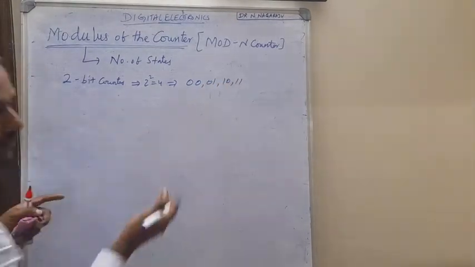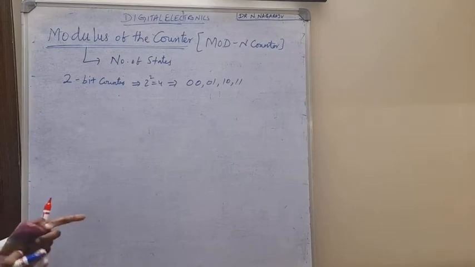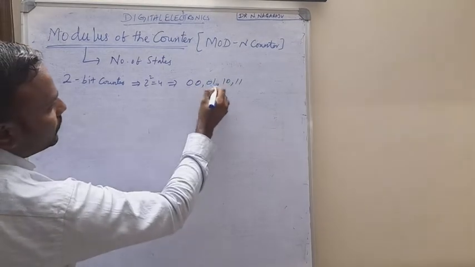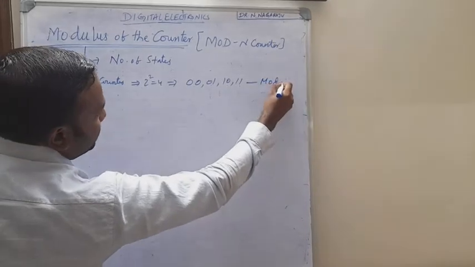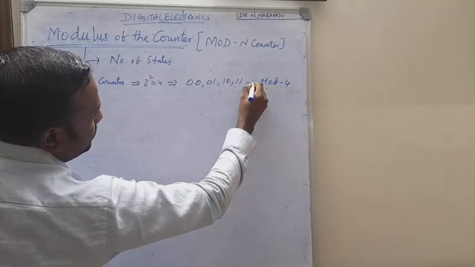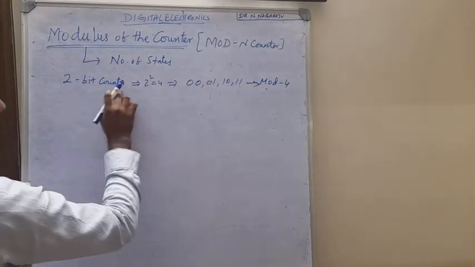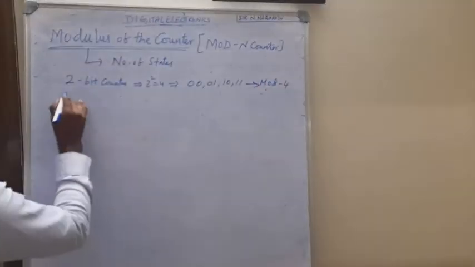I have already discussed this in the previous video on the asynchronous counter, the 2-bit counter and 3-bit counter. So you will get 0 0, 0 1, 1 0, 1 1. That is 4 states, so that is a mod 4 counter. So this 2-bit counter is also called a mod 4 counter.